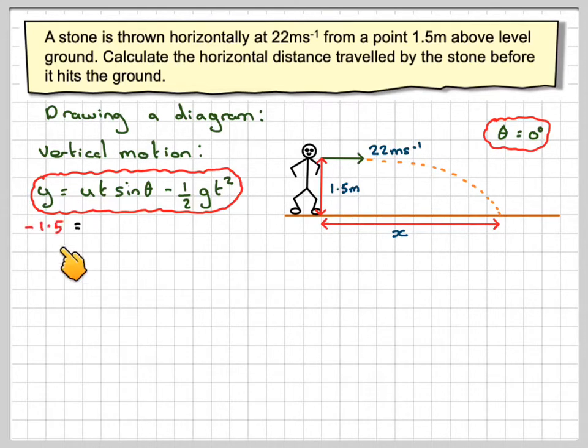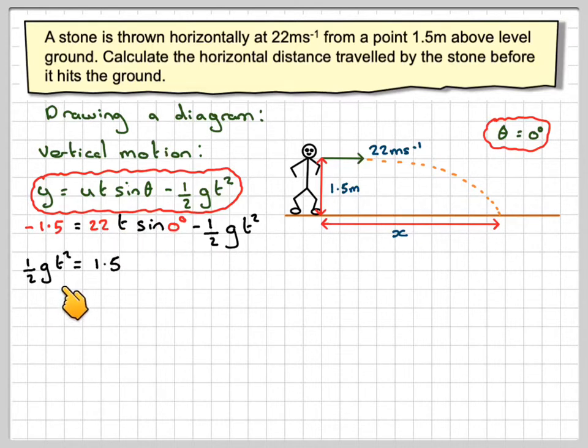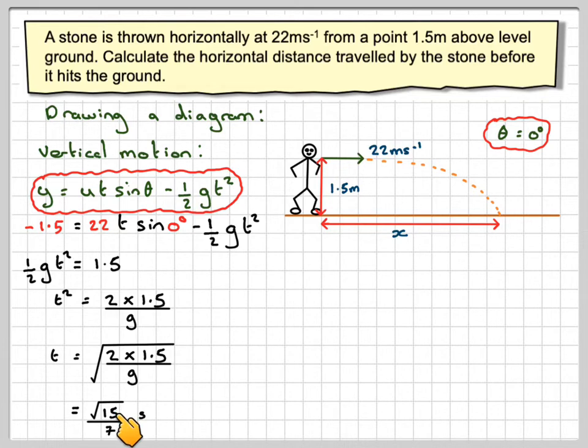So putting minus 1.5 equal to the initial speed, 22, times time, times the sine of 0, minus a half g t squared. Sine of 0 is 0, so this bit will be 0, so we're going to get 1/2 g t squared is equal to plus 1.5, moving the minus signs. Rearranging that, we get that t squared will be 2 times 1.5 divided by g, and to find t we need to take the square root of that, which my calculator will give me in surd form as root 15/7 seconds. It's better at this stage probably to keep it in surd form.